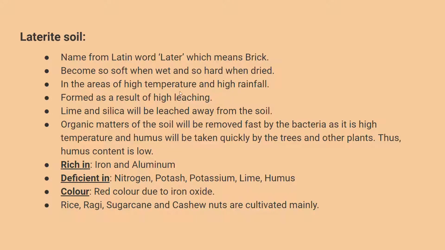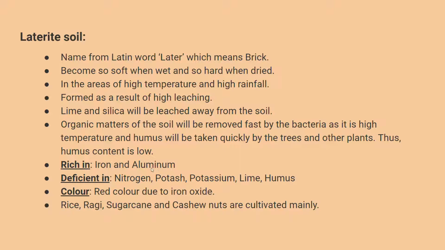Leaching. Please remember leaching because this question has been asked many times. Which soil has been formed by the process of leaching? Laterite soil. And leaching is the process when heavy rainfall washes off the topmost fertile layer of the soil, leaving the hard lower part. Lime and silica will be leached away from the soil, so a major part of the soil has been washed off. It doesn't have organic matter because organic material also moves fast from it. It is rich in iron and aluminium because iron and aluminium, which is there inside the earth, is exposed. It comes out, so it becomes rich in that.